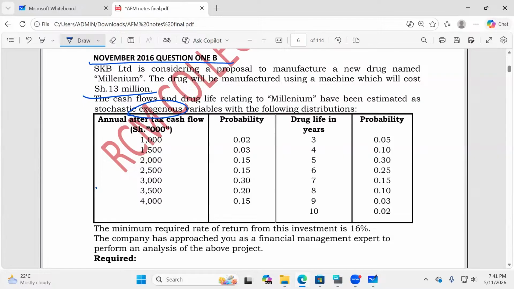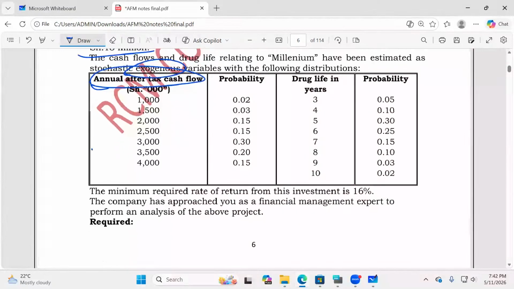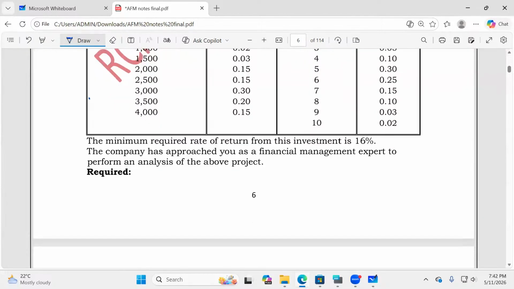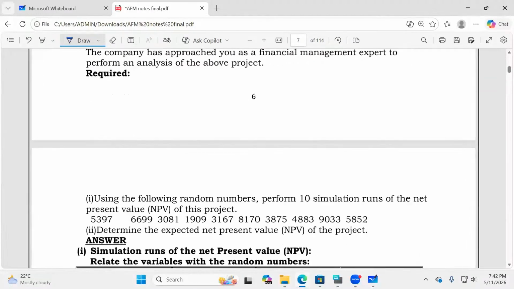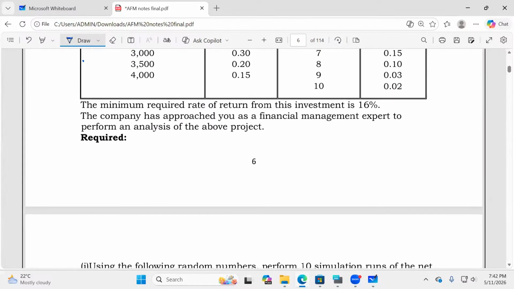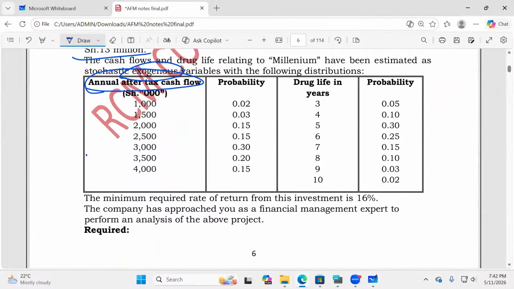All right? So variables with the following probability distributions. We have two variables: annual after-tax cash flow, then drug life in years. The minimum required rate of return from this investment is 16%. The company has approached you as a financial expert to perform an analysis of the above project. Required: using the following random numbers, perform 10 simulation runs of the net present value. Very easy. I will get all the marks. How shall I get all the marks?